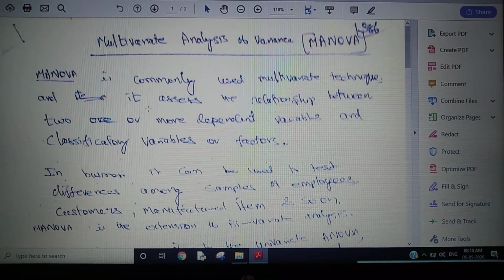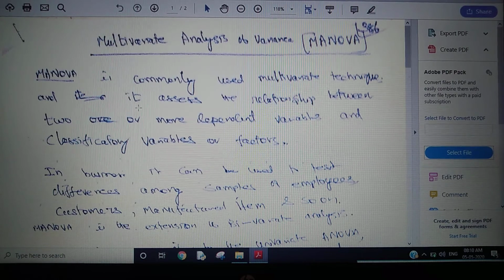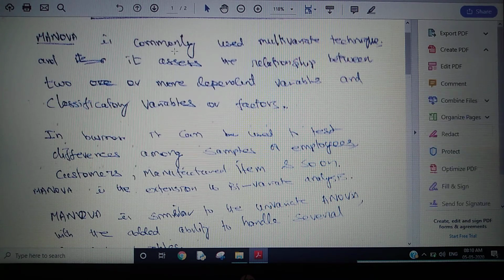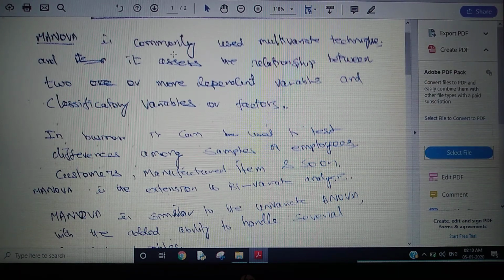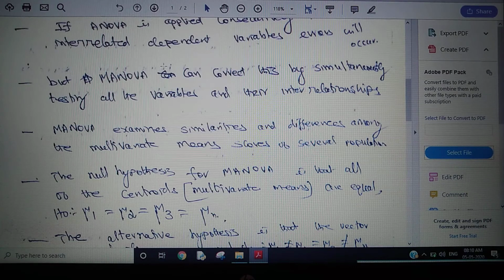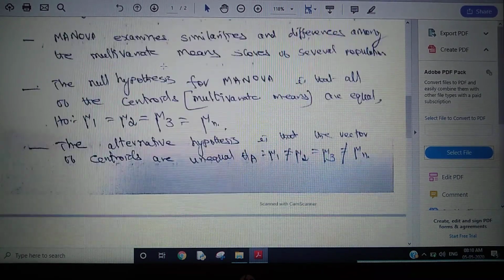So now you understand that MANOVA involves more than two dependent variables, and for those dependent variables there are several independent variables. If those independent variables are of the non-metric category, then we have to go for MANOVA. So in this MANOVA analysis, is there any relationship between the dependent variables or not?